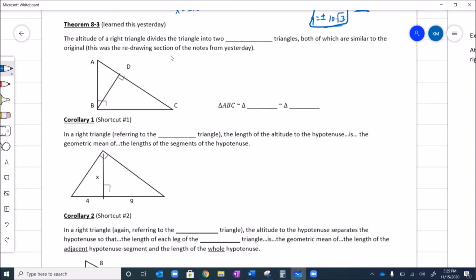The altitude of a right triangle divides the triangle into two similar triangles. The altitude is that line from the right angle perpendicular to the hypotenuse. Both of which are similar to the original, and this was the redrawing section of the notes from yesterday. That's what we talked about. So when we look at this, we say ABC is similar to triangle ADB, and also triangle BDC.